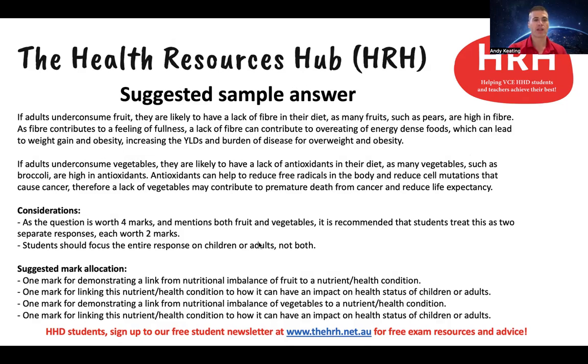In the considerations there, you can see the question's worth 4 marks and mentions both fruit and vegetables. So you should treat that as essentially 2 separate responses, 2 marks each, and make sure you're focusing on children or adults, not both. Obviously, there are lots of other ways you could answer this. It doesn't have to just focus on fiber and antioxidants. There are other links into other nutrients you could make, but they're probably some of the more common ones. And then you can see the suggested mark application. Essentially, linking from an imbalance of fruit to a health condition and then onto health status, and doing that as well for vegetables, is how the marks would be broken down.